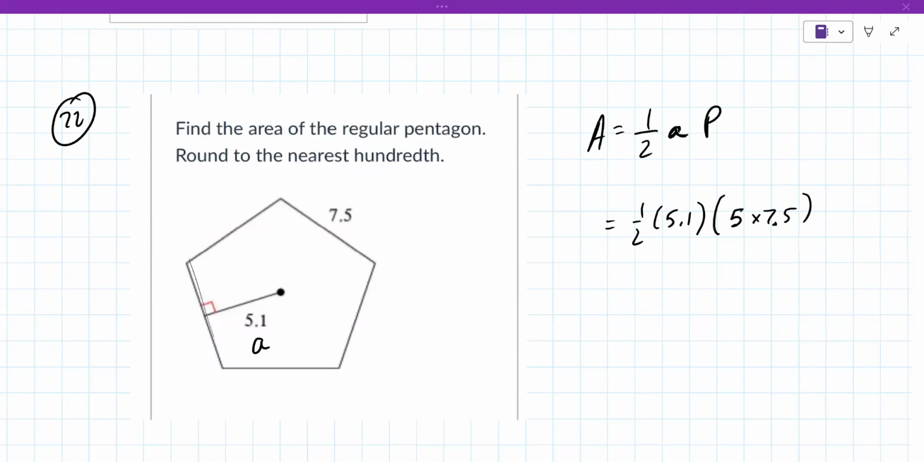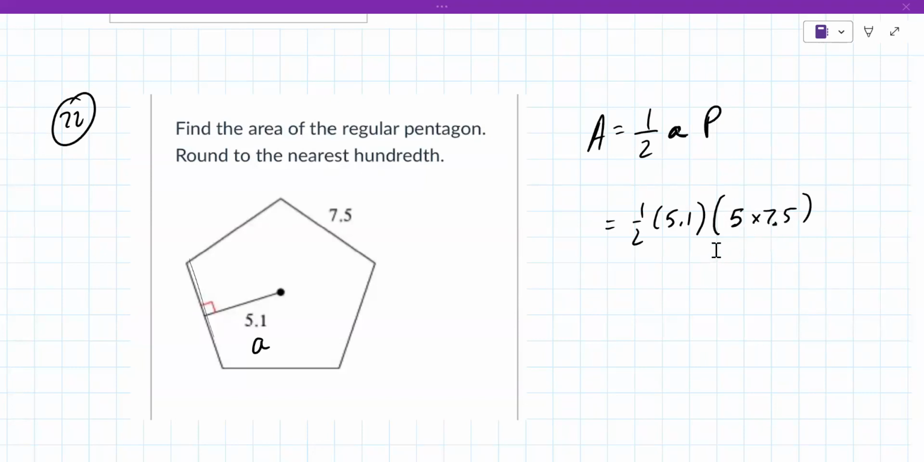Sorry, my Zoom just crashed for some reason. No problem. So I heard 15. I hope that's not the final answer. No, 15 is a perimeter. Perimeter is not 15. 5 times 7.5 is not 15.